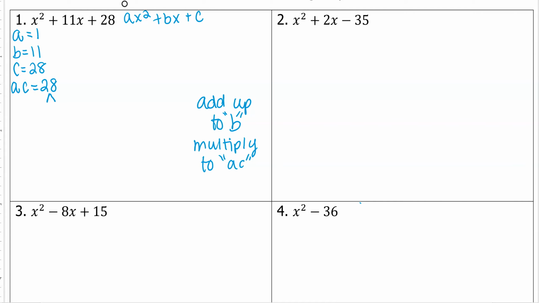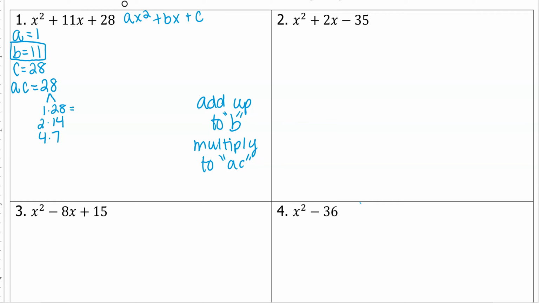So let's start off by figuring out what two numbers multiply to give me 28, which is a times c. So there's 1 and 28. There's 2 and 14. And then there's 4 and 7. Those are the three factor pairs that when I multiply them together, I get 28. Now what we have to check is which one of these actually adds up to give me b, which is 11.